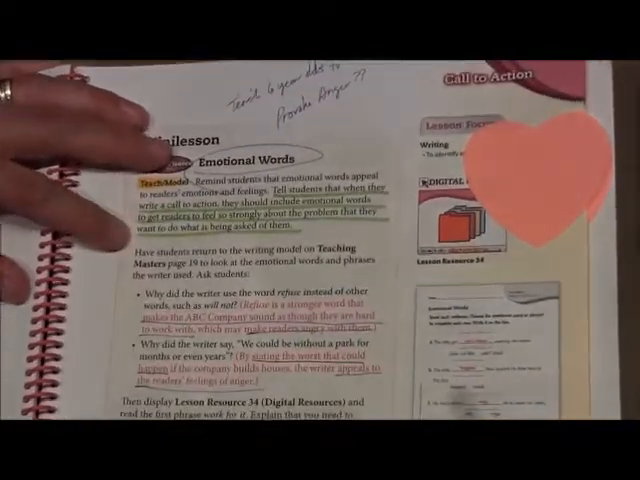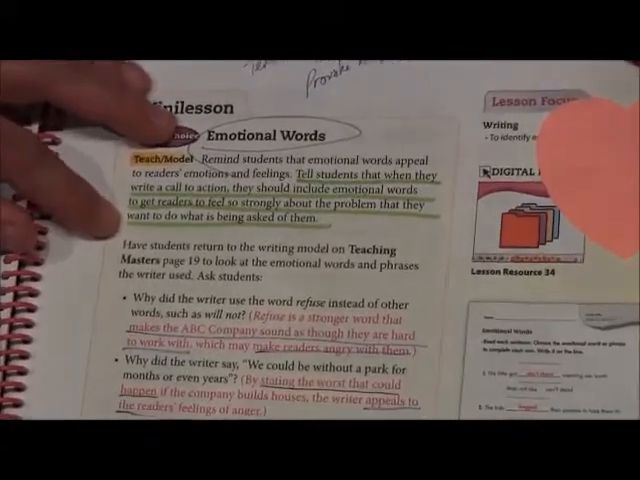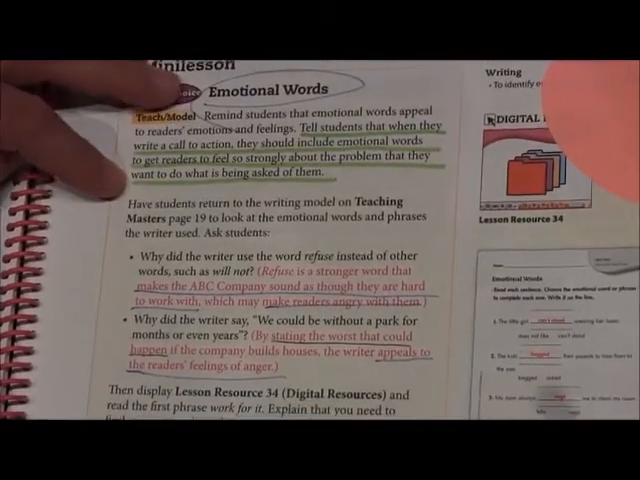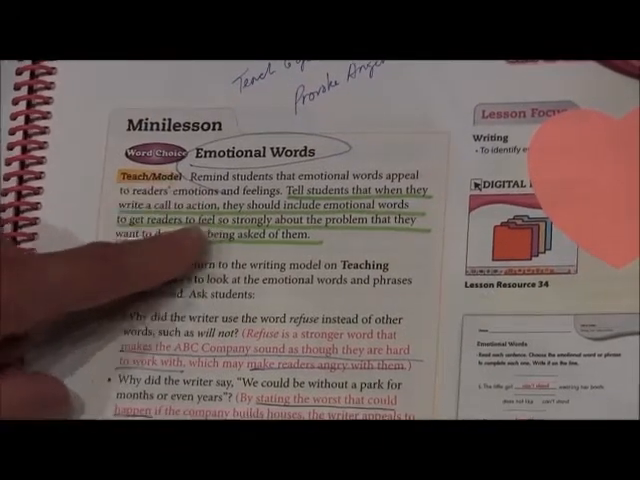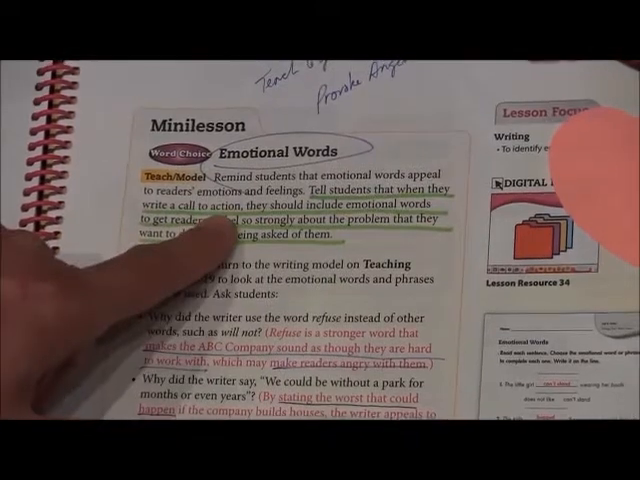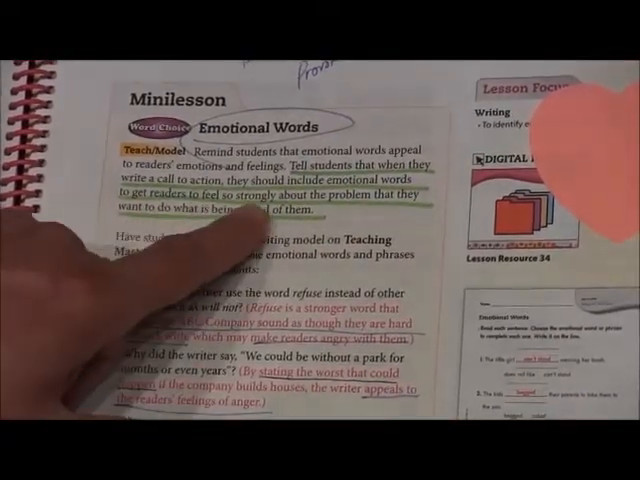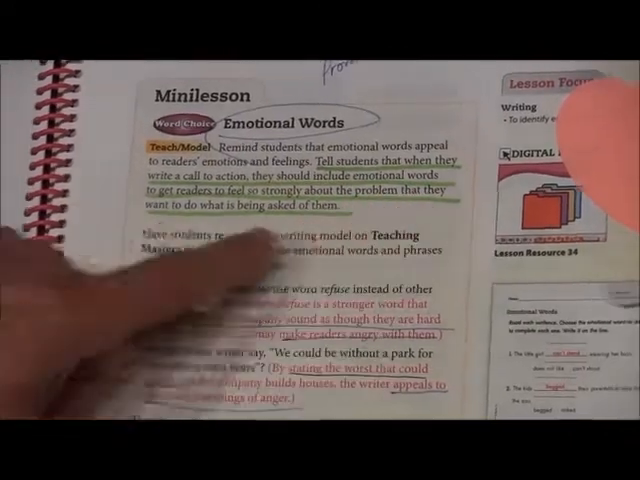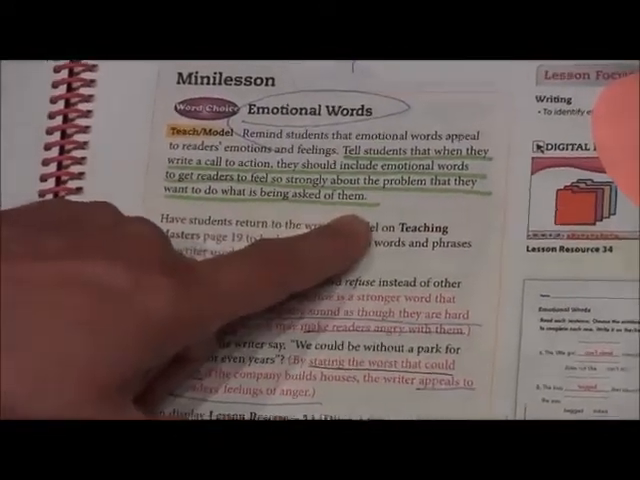Now, I have to tell you, my 6-year-old already knows the emotional words because we have emotional conversations, but it's not what they want. What they're looking for is, here's the instruction to the teacher: Tell students that when they write a call to action, they should include emotional words to get the readers to feel so strongly about the problem that they want to do what is being asked of them. Job done.